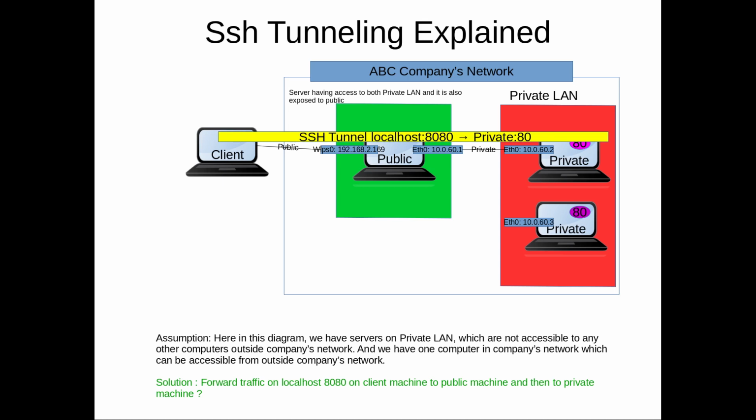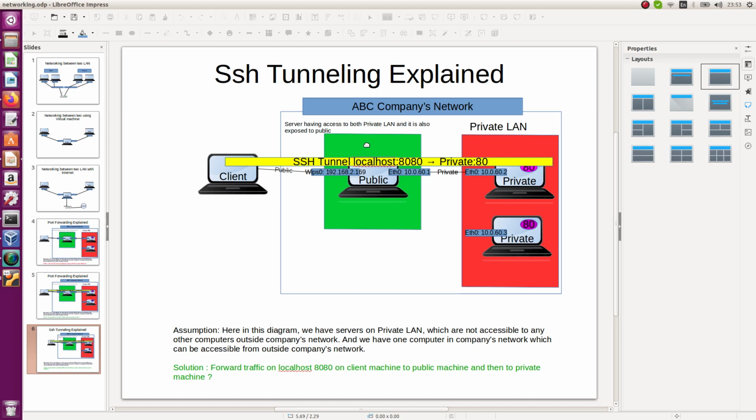In SSH tunneling we will create a tunnel from the client to our public machine, and whatever packets we send through that tunnel will be received by the private LAN. This kind of tunneling is called local SSH tunneling. There are also remote SSH tunneling and dynamic SSH tunneling. I will create videos for those, but in this video I will just show local SSH tunneling. Now let's go to our machines.